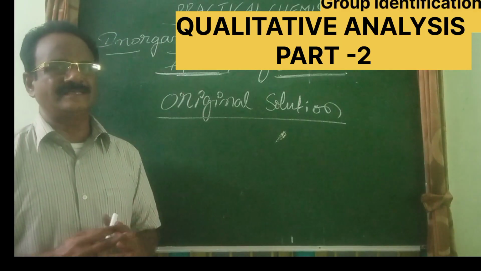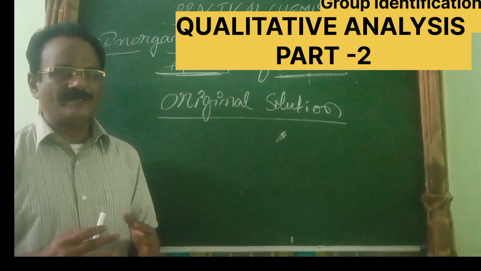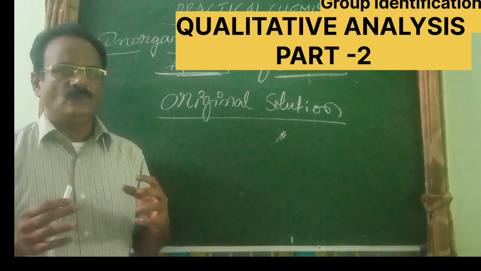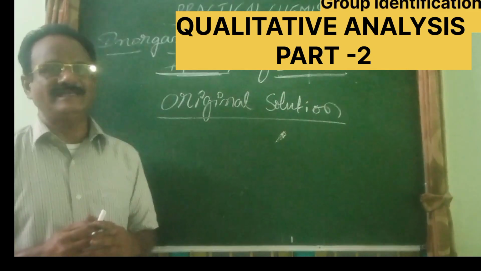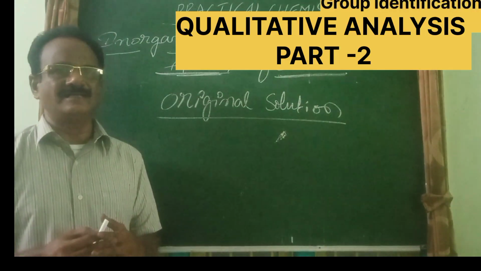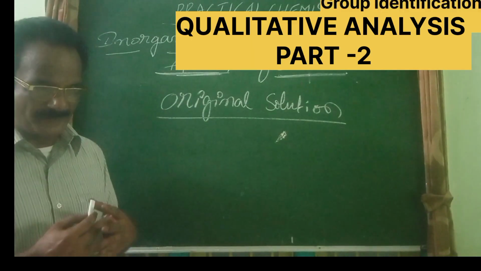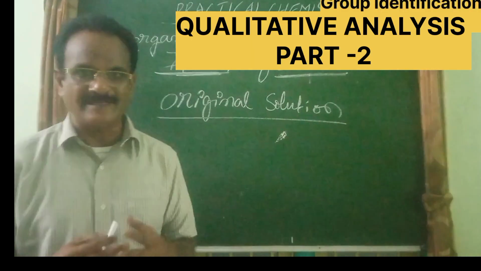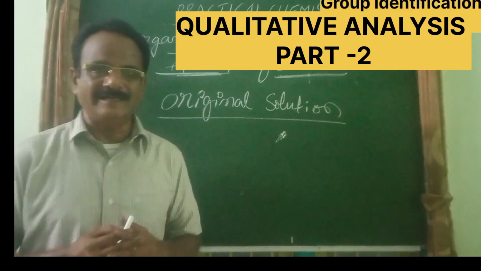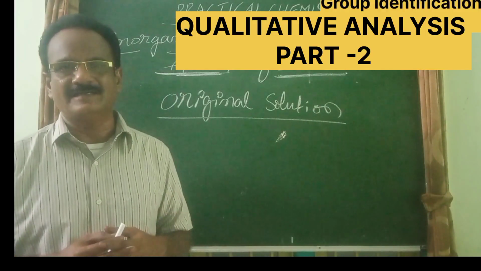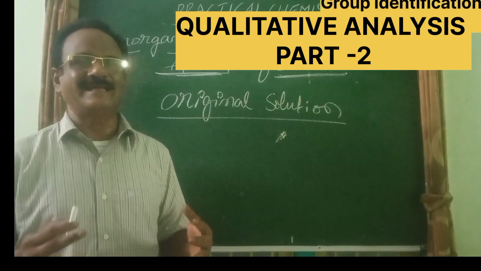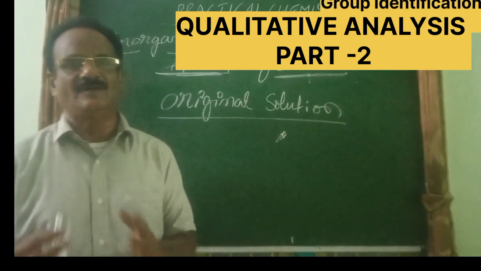Let us see original solution. Before going to identification as well as confirmation of cations, one has to prepare the original solution of the given salt. The original solution is to be prepared by using a solvent in which the salt has solubility. Usually in academic laboratories, most of the salts are soluble in water, so the original solution can be made by using water as solvent.